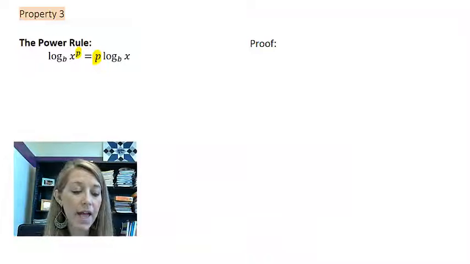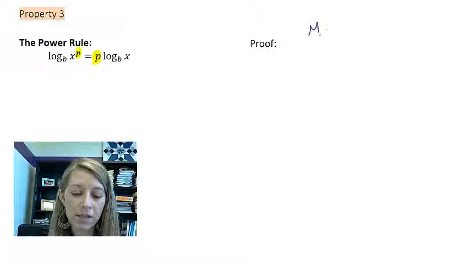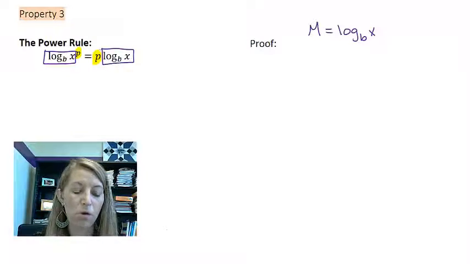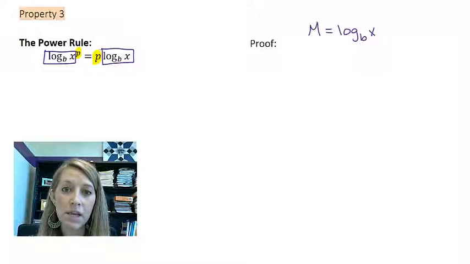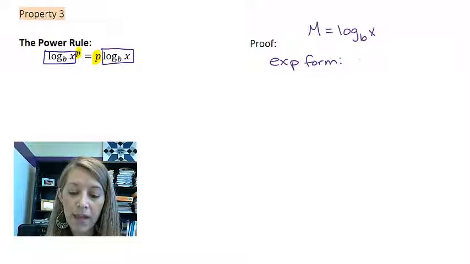Okay, so let us prove this. My first step is I'm going to make a substitution. I'm going to let m be log base b of x. So we can actually see that in two different places in my power rule. So I'm taking this, and then we're going to show how I can move that power. The very first thing that I want to do with this is put this in exponential form. So if I put it in exponential form, that gives me b to the m power is equal to x.